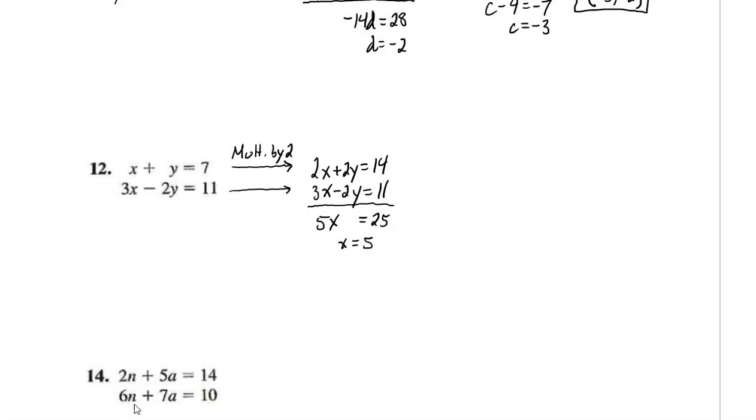To get the other variable, use substitution. The first equation looks like the simpler equation. In place of x, put 5. And then solve for y, getting y equals 2. In alphabetical order, 5, 2.